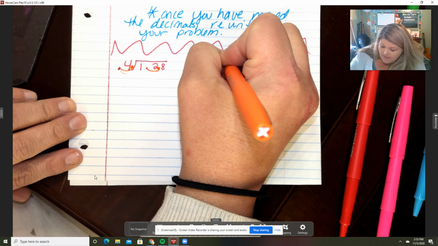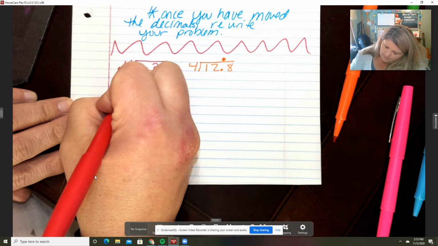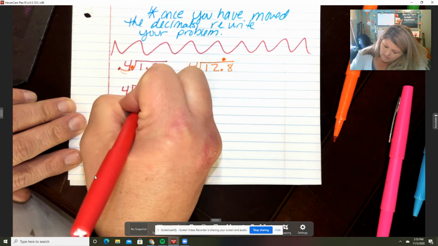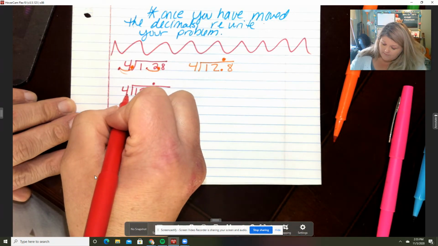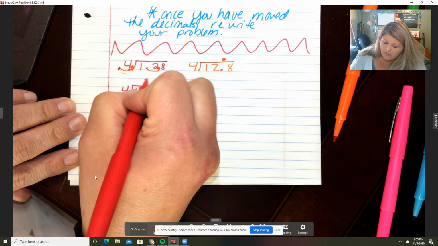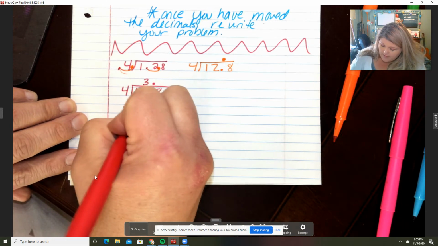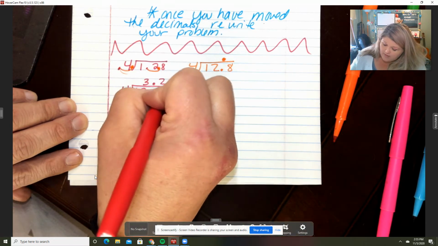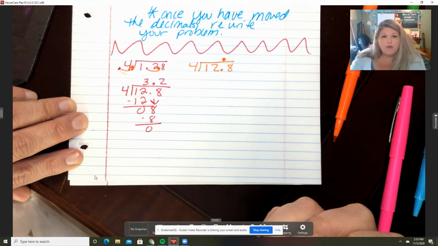So let's just divide it out. I'm going to put my decimal up here, and I'm just going to rewrite the problem, because I'll do it both ways. I moved my decimal. Now I'm going to say 4 will go into 12 3 times. 3 times 4 is 12. That is 0. I bring down my 8. 4 goes into 8 2 times. 2 times 4 is 8, and that is 0. Okay?